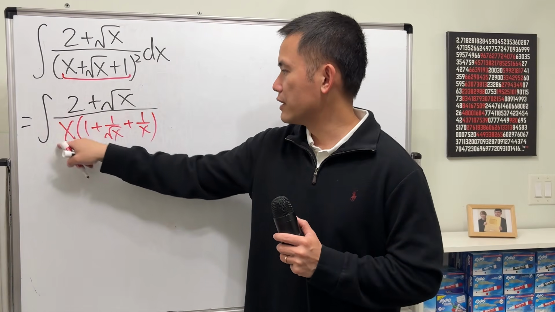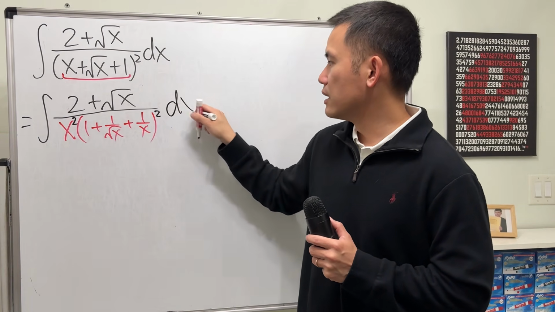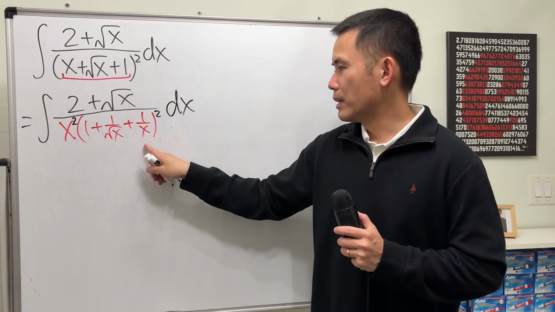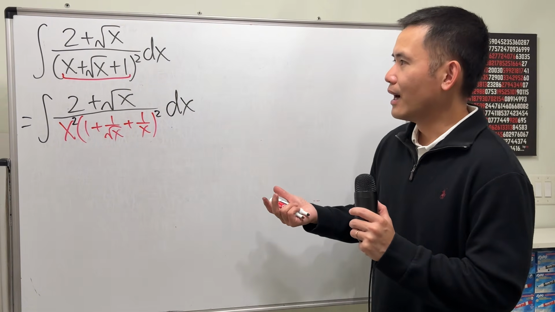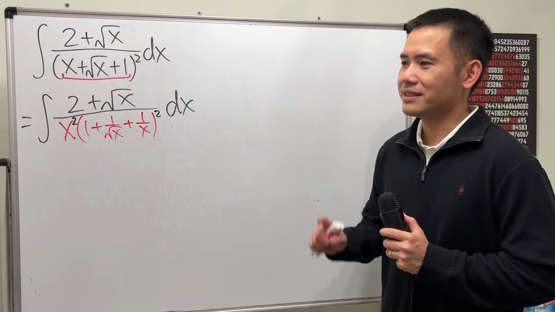And of course, we still have the square. I'm going to put a square here and a square here and the dx. And again, you might be wondering, how did I know to do this? Because I have done similar problems before, you guys can check out my old video.